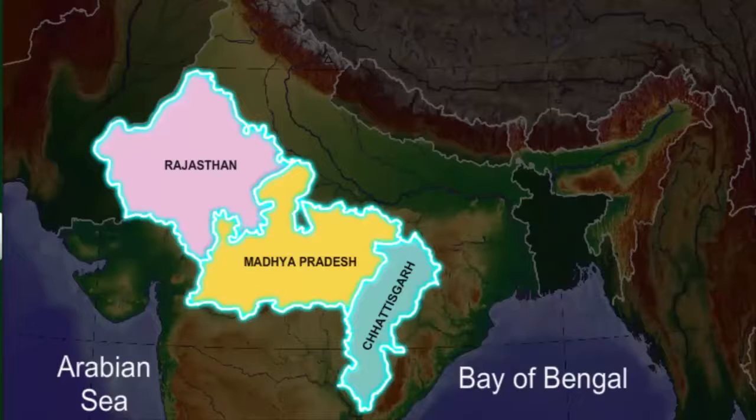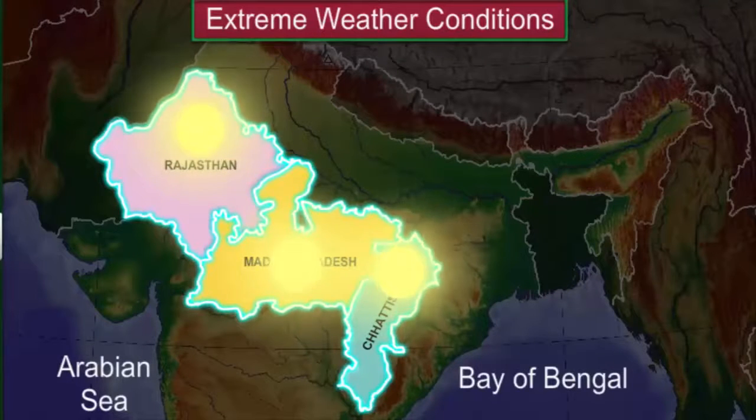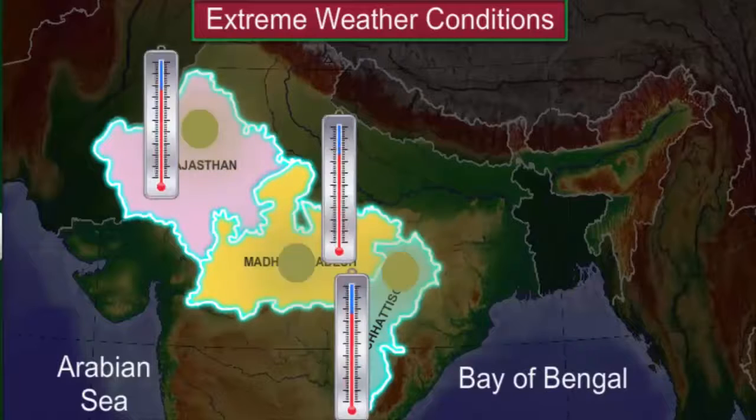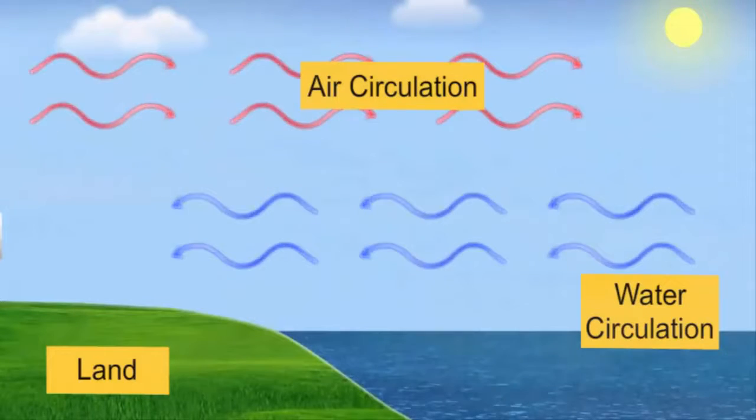As the distance from the sea increases, the moderating influence decreases. The weather conditions become extreme. Places further away from the sea generally have very hot summers and very cold winters. This condition is known as continentality.